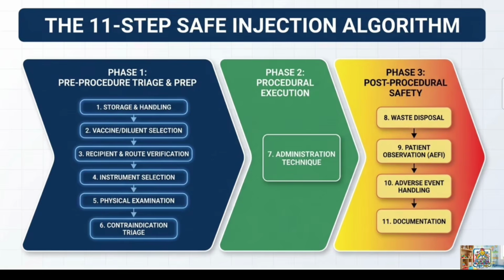The safe injection algorithm has 11 steps, divided into 3 phases. In the first phase, pre-procedure triage and preparation. Step 1, storage and handling. Step 2, vaccine and diluent selection. Step 3, recipient and route verification. Step 4, instrument selection. Step 5, physical examination of the patient or recipient. Step 6, contraindications, if any.